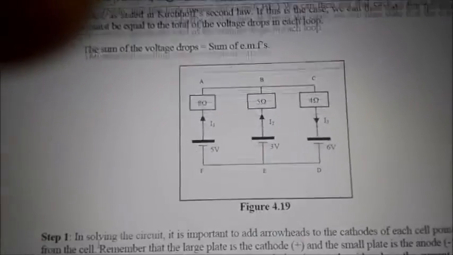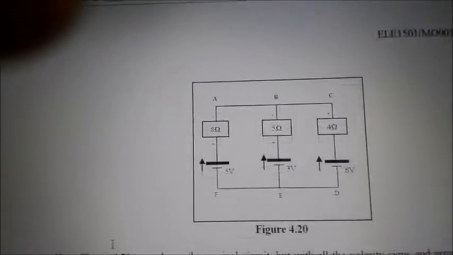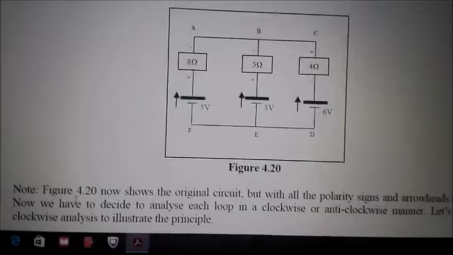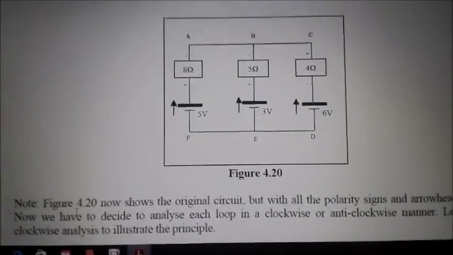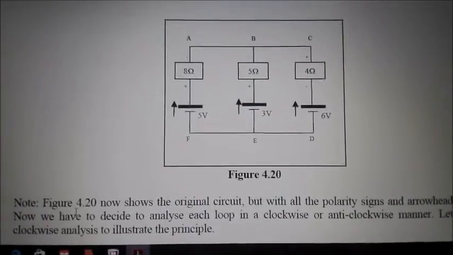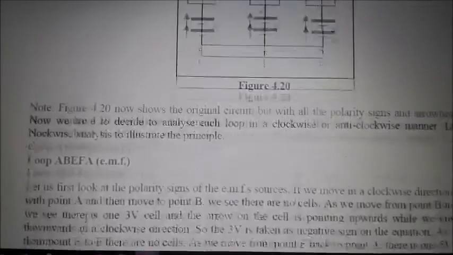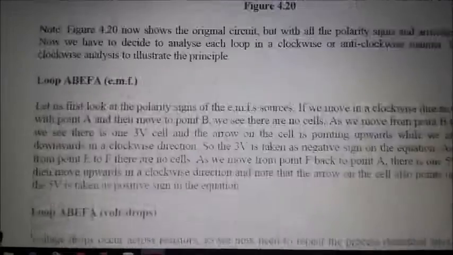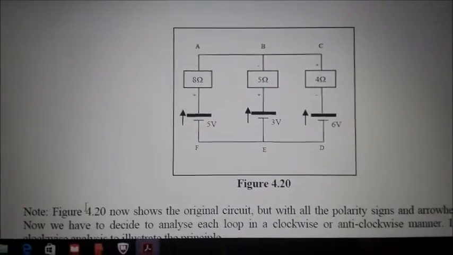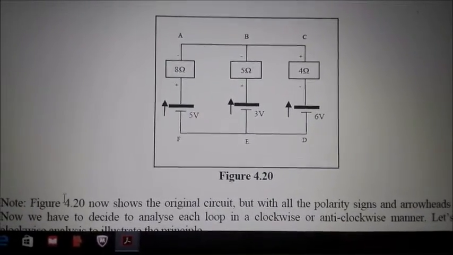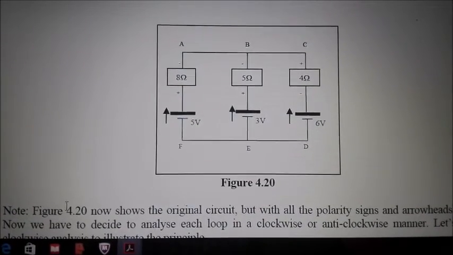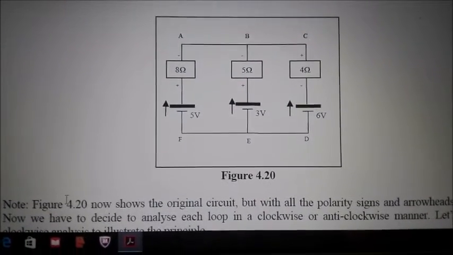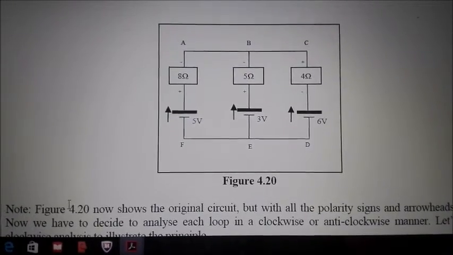So if we go to the image shown, Figure 20, we now see the polarization clearly indicated, as I've mentioned. Okay, so now we have our polarization. The next step is to do loop analysis. As I had said, loop analysis means you have a complete loop and you will analyze the sum of the voltage drops and equate it to the sum of the EMFs.